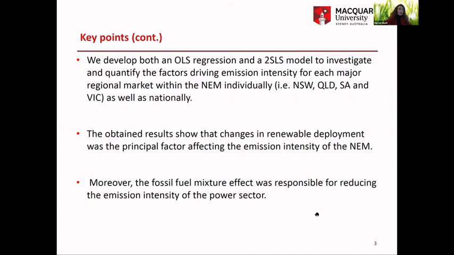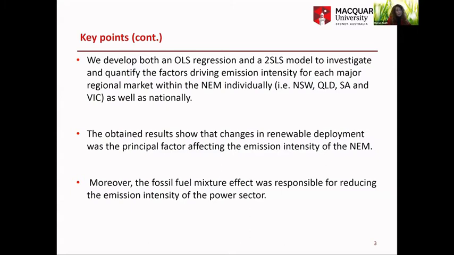We use OLS regression and other alternative models as robustness checks to quantify the factors driving emission intensity in the NEM. In addition to investigating this nationally, we consider the major regional markets within the NEM: New South Wales, Queensland, South Australia, and Victoria. So as well as nationally, we study the driving factors for each state individually. What we obtained is that changes in renewable deployment in Australia can be considered the principal factor affecting the emission intensity of the NEM.